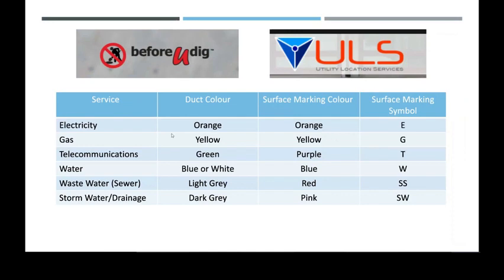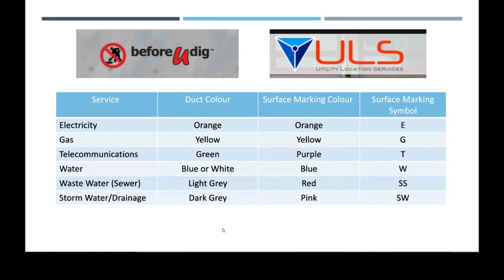So this is the marking guide. If they're spraying it on the road, they're going to use these color codings to identify it. So electricity is orange, gas is yellow, telecommunications is purple, that's with the spray can, water blue, wastewater red, and stormwater pink. And then they'll put that symbol to identify what it is. SS sewer, SW stormwater, W for water, T telecom, G gas, E electricity, which makes sense.